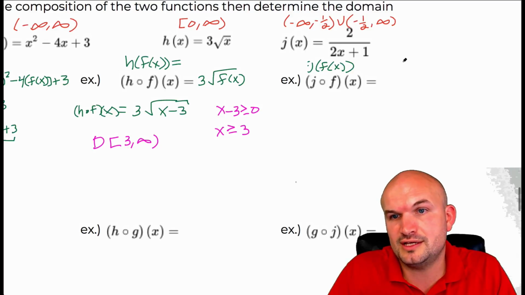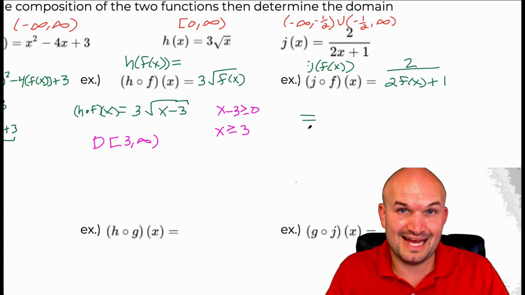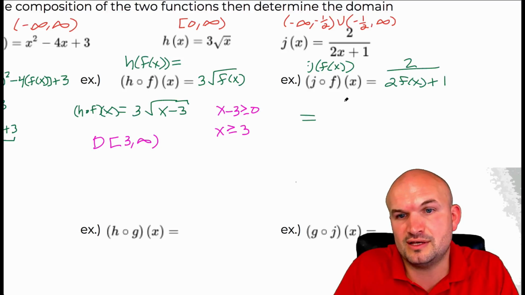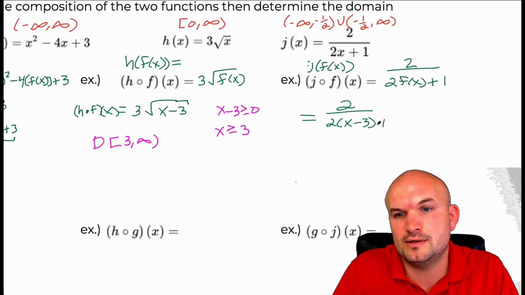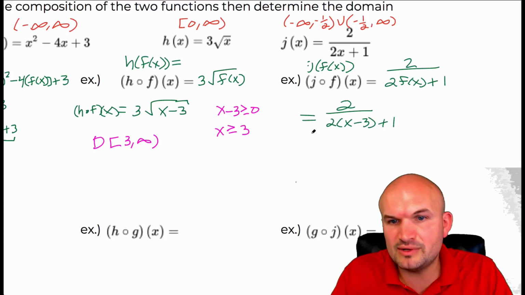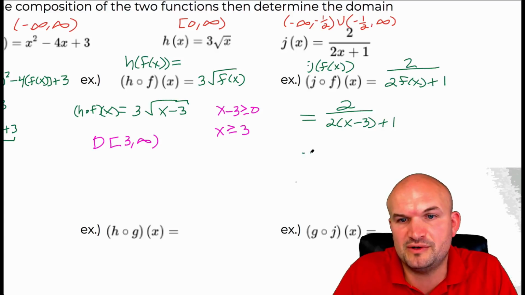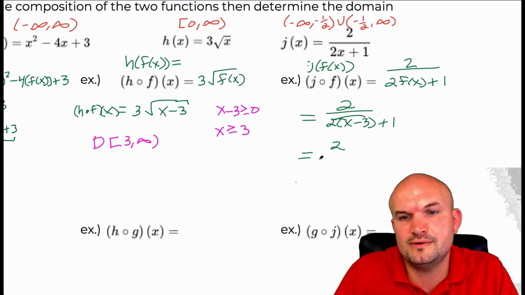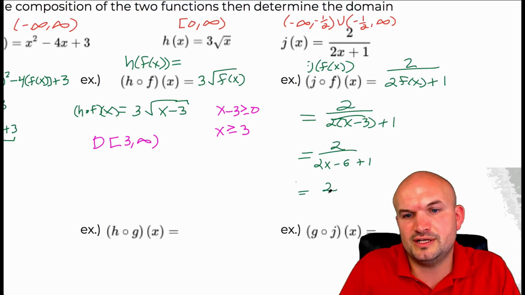So that's going to look like 2 over 2 times f of x plus 1. Well, we know, again, f of x is x minus 3, so then this would look like 2 over 2 times x minus 3 plus 1. And now we can go ahead and simplify this a little bit further. That becomes 2x minus 6, applying the distributive property. So that becomes 2x minus 6 plus 1. And then my final result here is 2 over 2x minus 5.